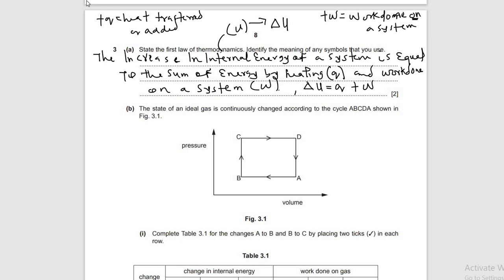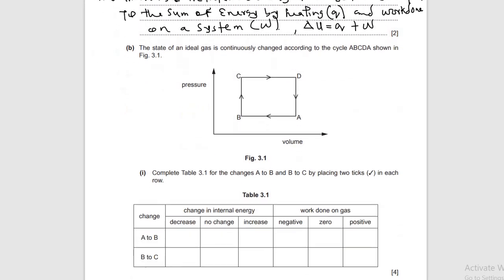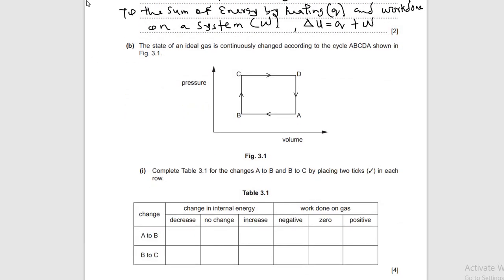It turns to minus W if work is done by the system, it will be minus W. If heat is removed from the system, plus Q turns to minus Q. It's key to understand this concept.